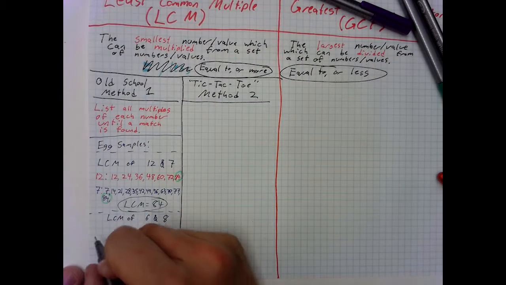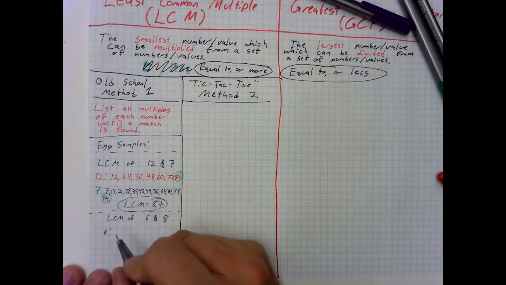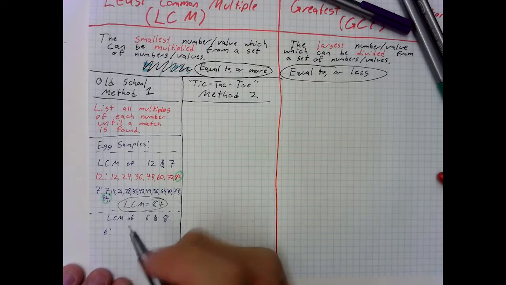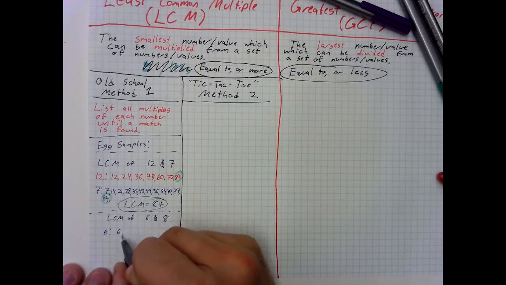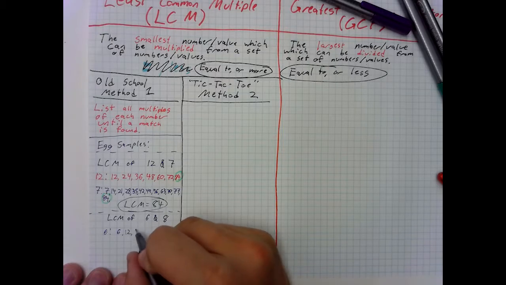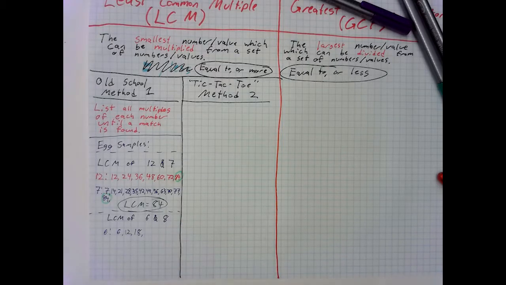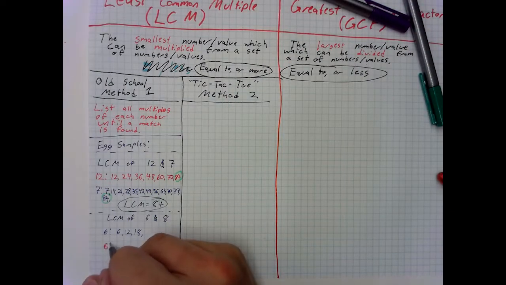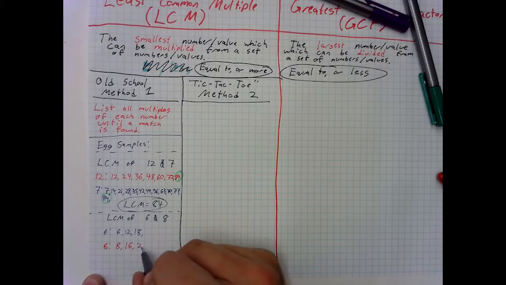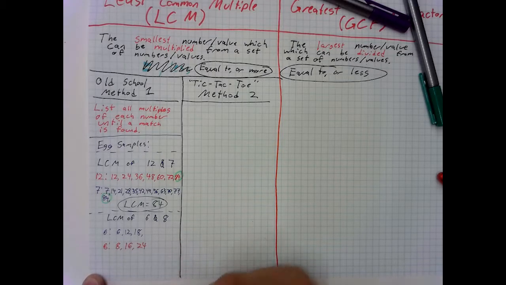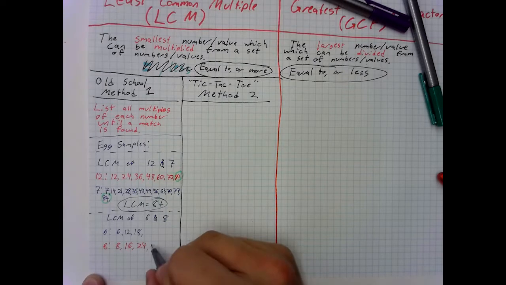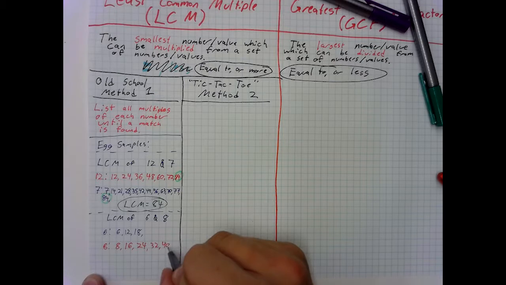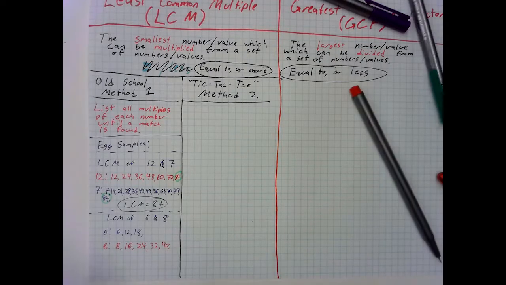Starting off with 6, I'm just going to list a few multiples at a time. I'm going to start by going 6, 12, 18, and then I'm going to pause for a moment. I'm going to switch over to the multiples of 8. 8, 16, 24, and I don't quite have a match yet, so I'm going to go a little bit farther. 32, 40, and let's see if 6 has made any progress.